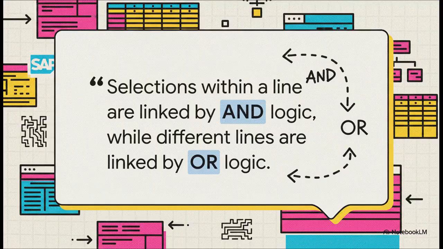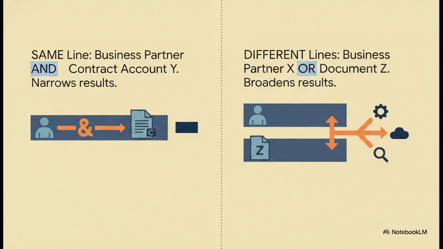It's really that clean. So let's play this out. If you put a business partner and a contract account on the exact same line, you're building an and rule.